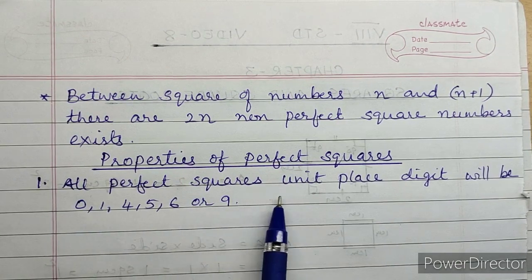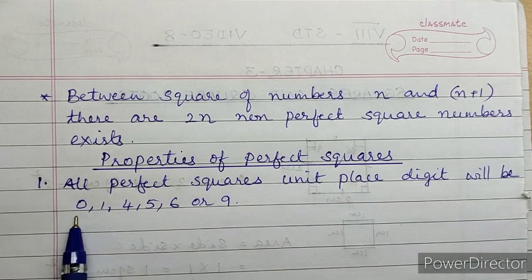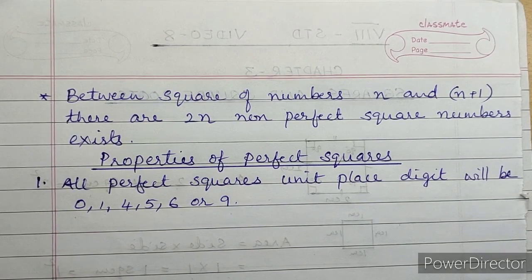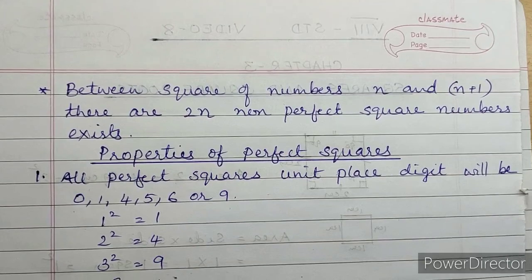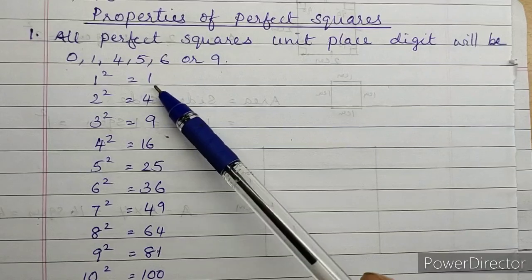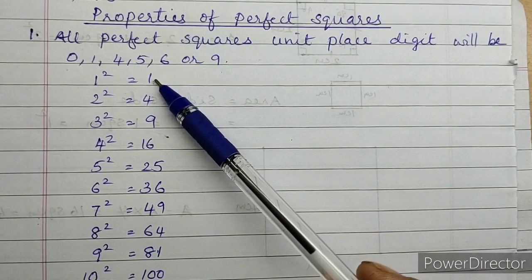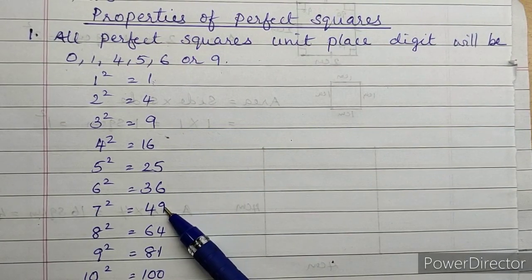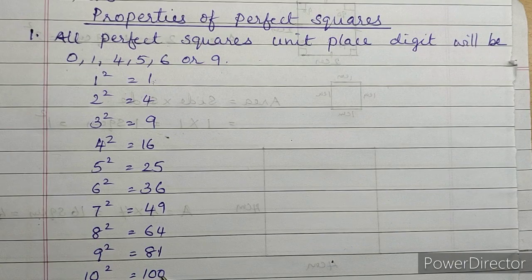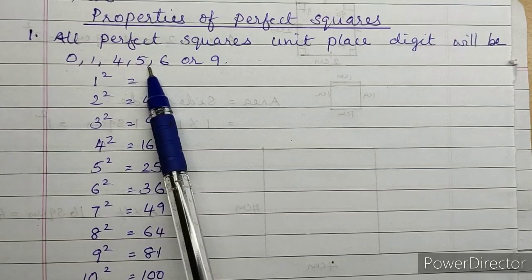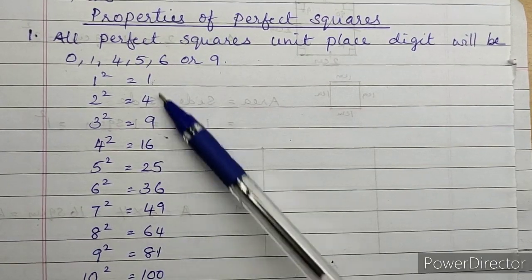all perfect squares' unit place digit will be 0, 1, 4, 5, 6 or 9. We will take the example of numbers from 1 to 10. See here, 1 to 10, I have written all the perfect square numbers. See their answers, the last digit or unit place digit: 1, 4, 9, 6, 5, 6, 9, 4, 1, 0. So among all those numbers, only 0, 1, 4, 5, 6 or 9 come. These numbers only will come in the units place.